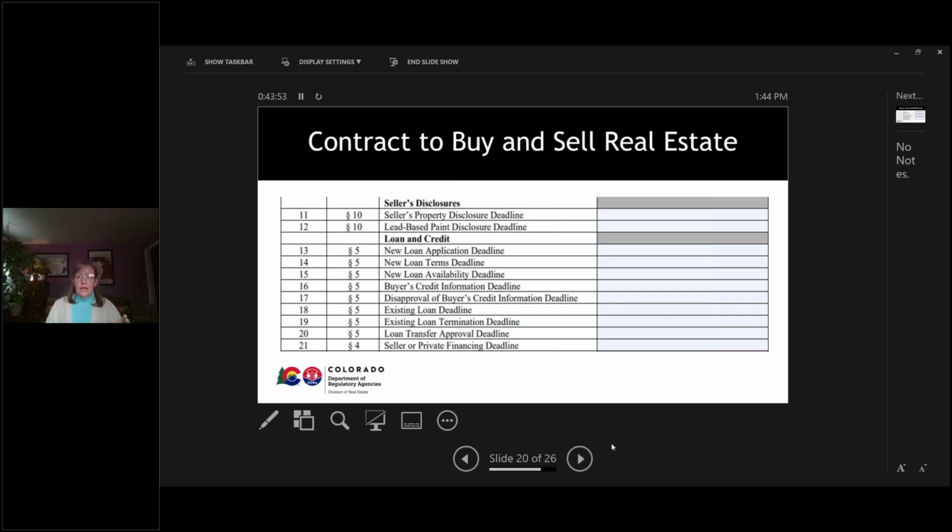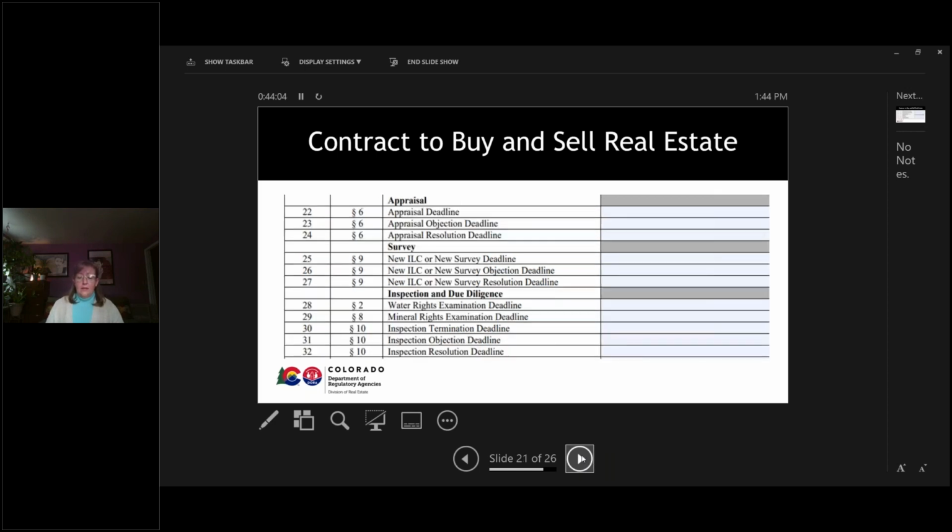And then if you've got a date or a deadline that's left blank, you have NA for not applicable put in there, or it's deleted, then that deadline doesn't apply, and the corresponding section in the contract is also deleted at that point too, or it doesn't apply.